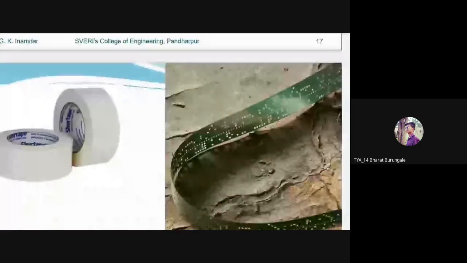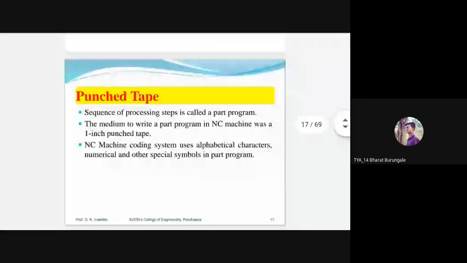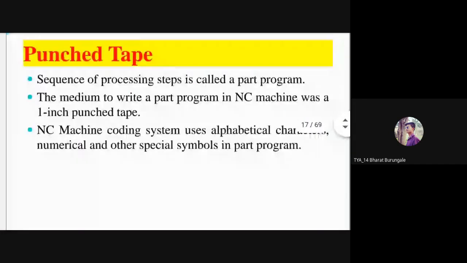So what is the punch tape? The theoretical sequence of processing steps is called a part program. The medium to write a part program in an NC machine was a 1-inch punch tape. They have given the size of the tape. 1 inch is the height of that tape, and the length will be variable according to your program.